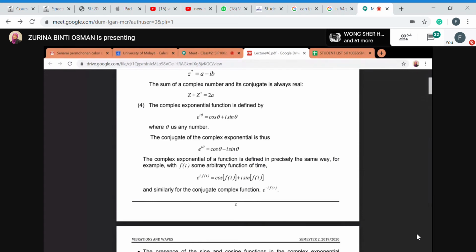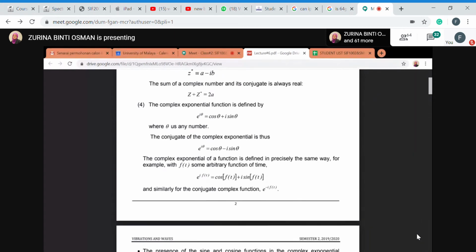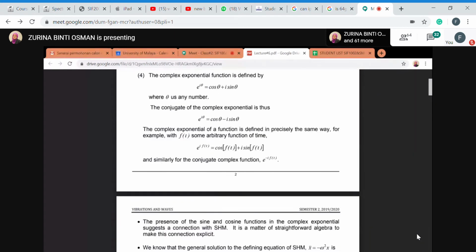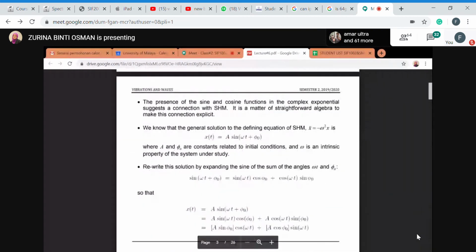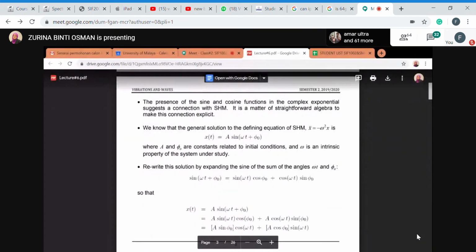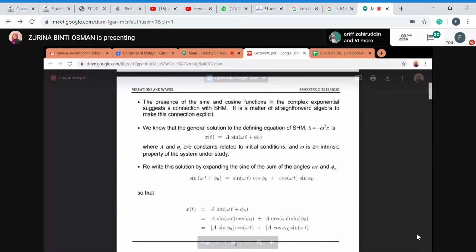Here actually we are missing the minus. It should have the minus notation. It's the conjugate of this function. So the presence of the sine and cosine function in the complex exponential suggests a connection with simple harmonic motion. It is a matter of straightforward algebra to make this connection explicit.